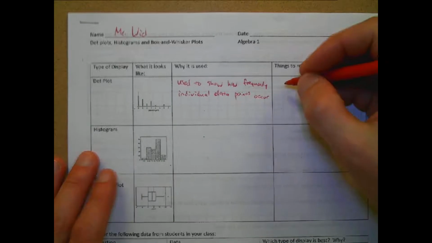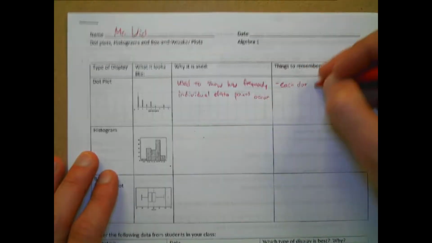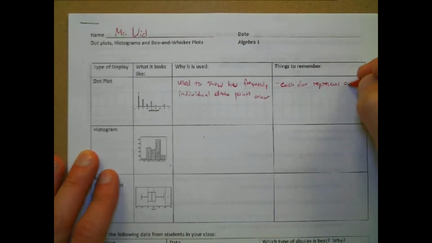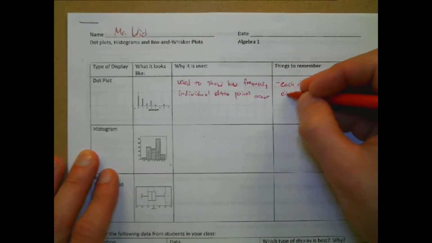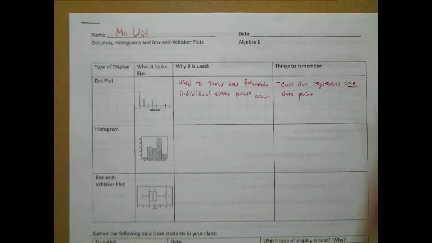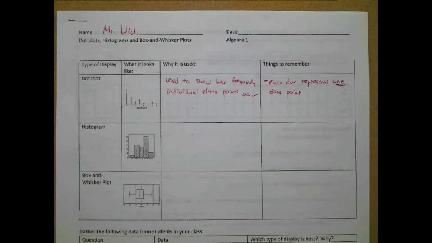Okay, things to remember. Each dot represents one data point. Each dot represents one data point. Oops, off the screen. There you go.